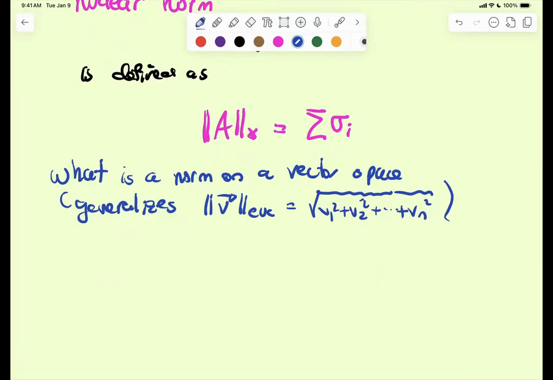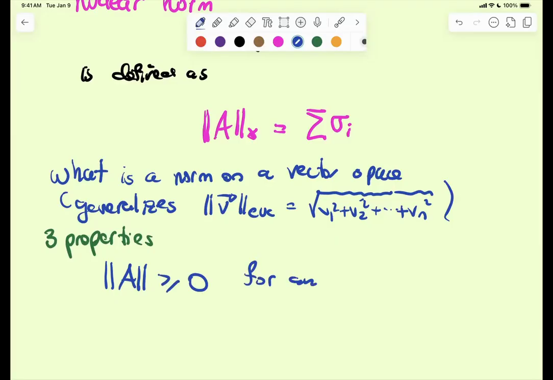One is that, I'm going to write it assuming it were a matrix, but it works in general. The norm of a matrix is 0, the number 0. Sorry, I should say that the norm is a real number. So it's not negative, actually. The norm is always greater than or equal to 0 for any matrix.